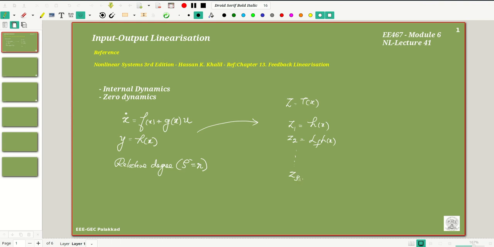which is equal to n, z rho equal to n as Lf rho minus 1 times of h of x. Okay, up to rho minus 1 times of h of x we don't have the next term. Lg of Lf rho minus 2 h of x is not there because the relative degree is equal to rho. Okay, so here it is actually Lf n minus 1 times of h of x.